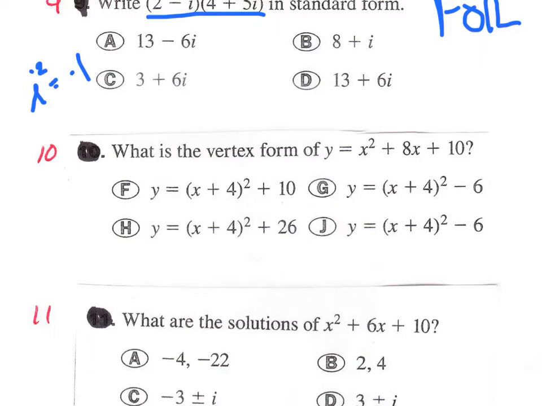On number 10, what is the vertex form of y equals x squared plus 8x plus 10? Again, you want to look at your values listed here. They'll help guide you in the right direction. Use your notes. That's number 10.